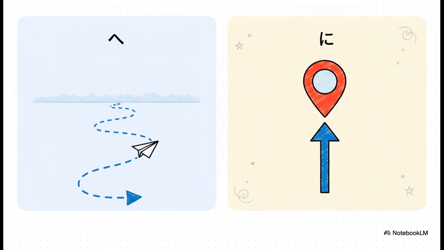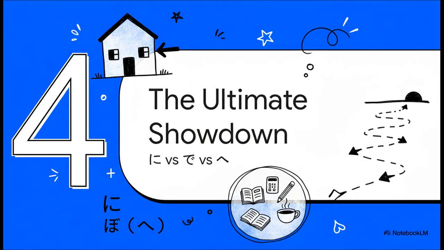So let's put them side by side. He is all about the journey, the path toward a place. Ni is about the destination, the actual arrival at the place. Now, to be fair, a lot of the time you can use either one, but when you choose he, you're just adding that little bit of extra flavor, that emphasis on direction. All right, you've met our 3 contenders. You know their personalities, so now it's time for the ultimate showdown. Let's get them all on one screen together so you can really lock this stuff in.